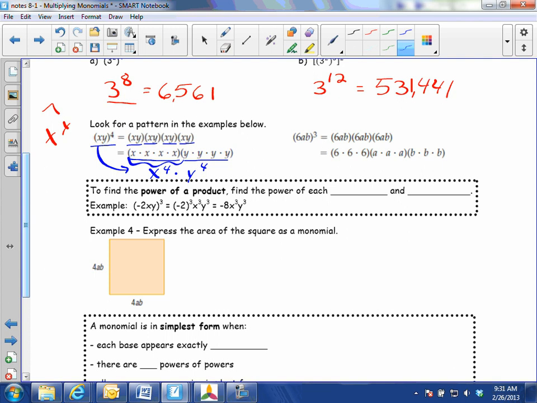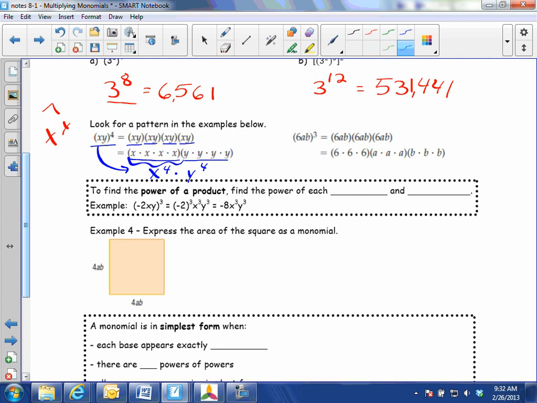Yeah, okay, notice we have parentheses and a number on the outside, right? And we have multiplication on the inside, which means I'm distributing that power. I'm taking this 4, and so I'm going to say x to the 4th and y to the 4th. So I'm distributing it. Okay? So same thing over here.